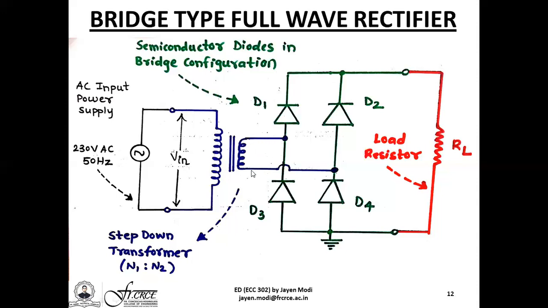The secondary is connected to four semiconductor diodes D1, D2, D3, D4, which are connected in a bridge configuration. Now the name comes bridge for this particular rectifier circuit because the configuration resembles a typical Wheatstone bridge, which we have all learned in school and college, in which you have four different arms: arm 1, arm 2, arm 3, and arm 4. So the diodes D1, D2, D3, and D4 are arranged in a typical Wheatstone bridge configuration only. Hence, the name comes as a bridge type configuration.